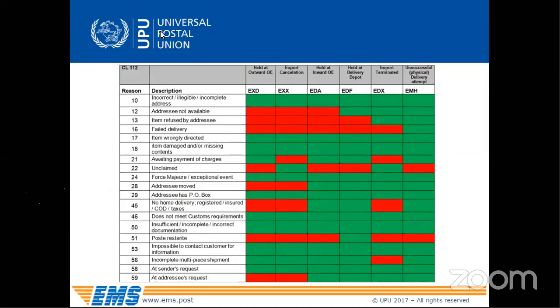J+1, +2, +3, +4, as the case may be, is what we call the delivery standard. And we have it for each of the products: letter is a product, parcel, EMS is a product. It's different for each of the products.